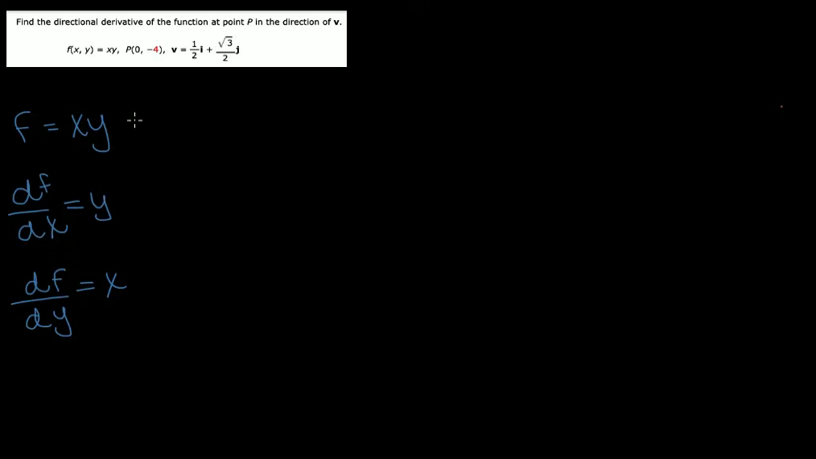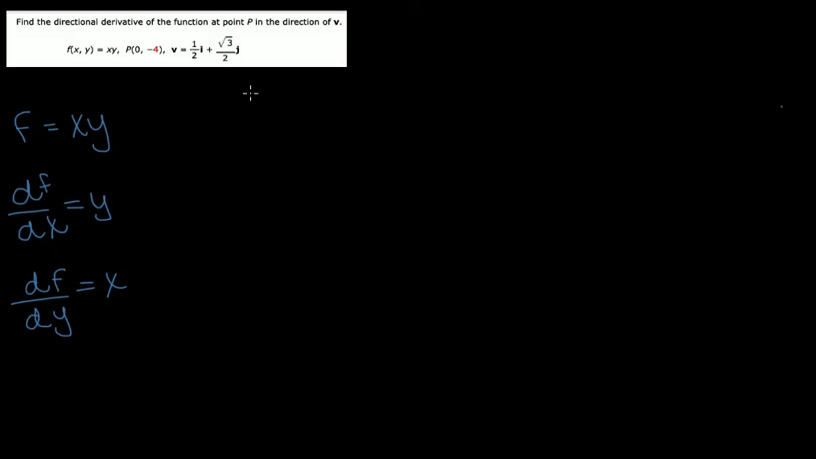Everyone, this is Oscar, and today we're going to be working a problem from Calculus 3. This problem states to find the directional derivative of the function at a certain point in the direction of a vector. So we're given our original function, we're given a point and a vector.